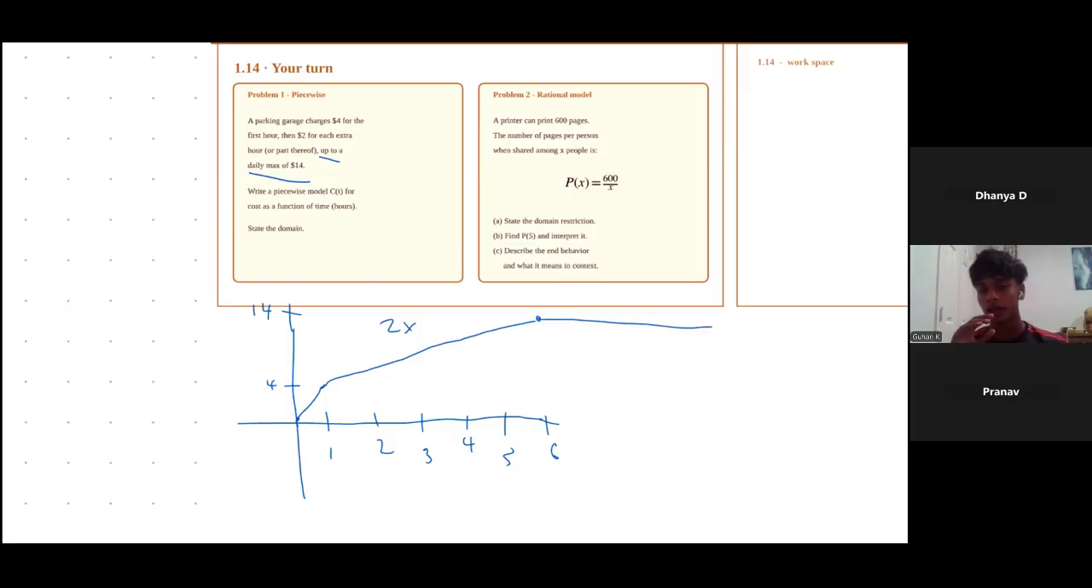Oh, and actually, Danya, I apologize for earlier. You were correct. The domain would be a max of 24 since the day is 24, and then it doesn't go after that. So this goes until 24, and then it just resets since the day would have restarted. So I do apologize for that. You're correct.